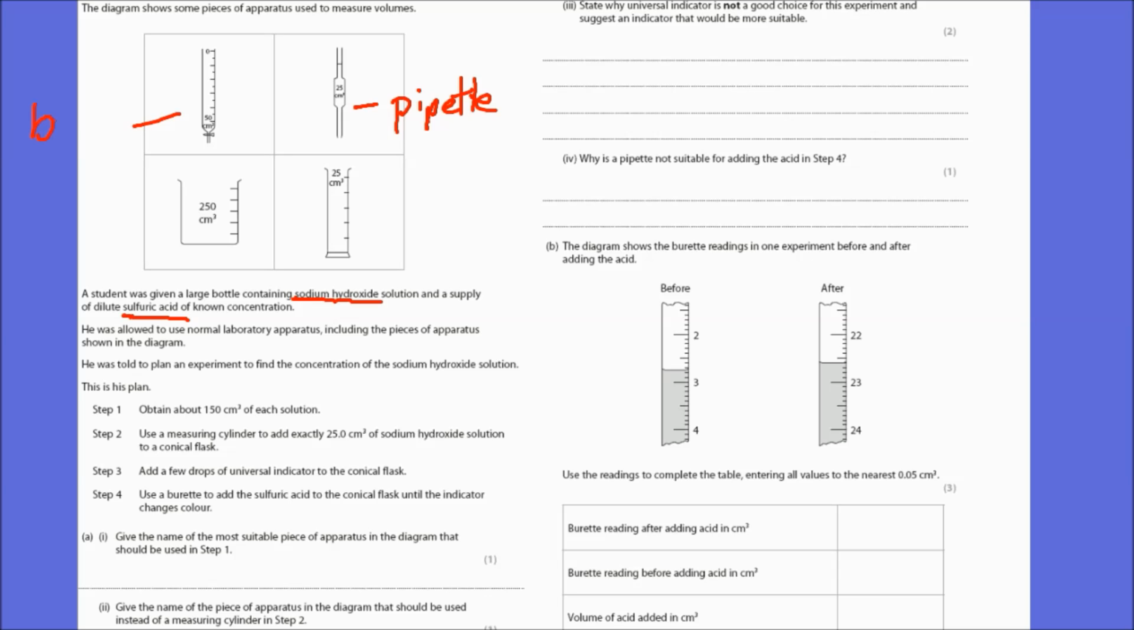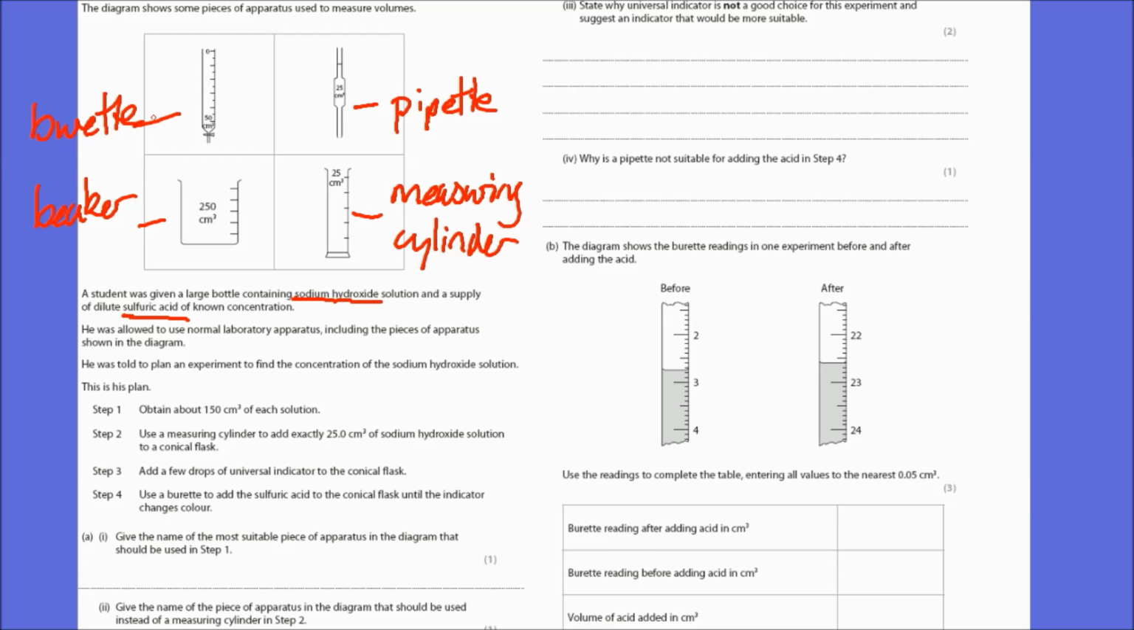This is a burette. It's very accurate. It's not quite as accurate as a pipette, and it can measure variable volumes of liquid. This is a beaker. It is not an accurate piece of apparatus for measuring volumes, and this is a measuring cylinder. Reasonably accurate, but not as accurate as a burette or a pipette. So, questions are down here.